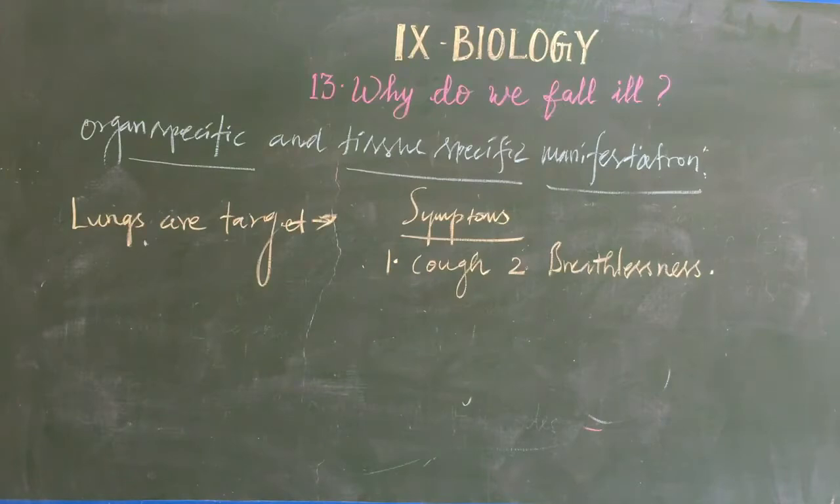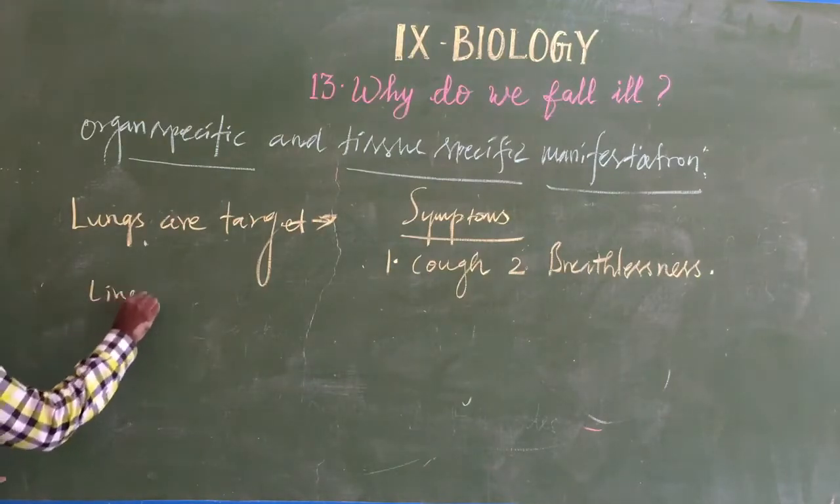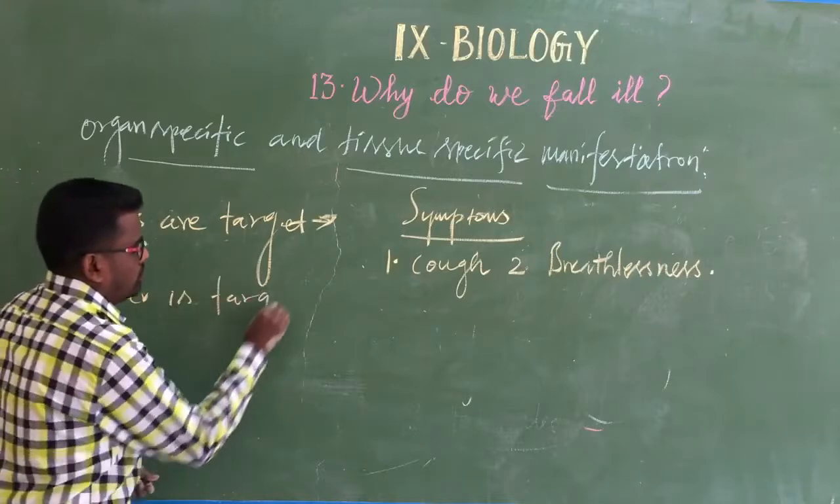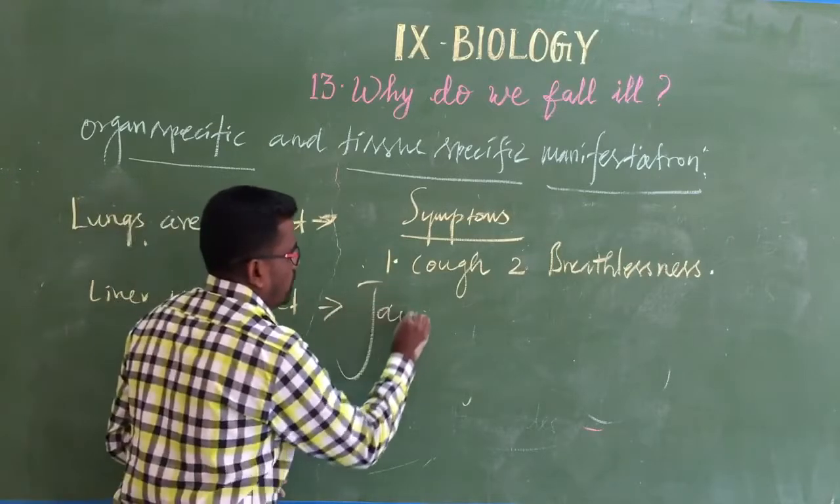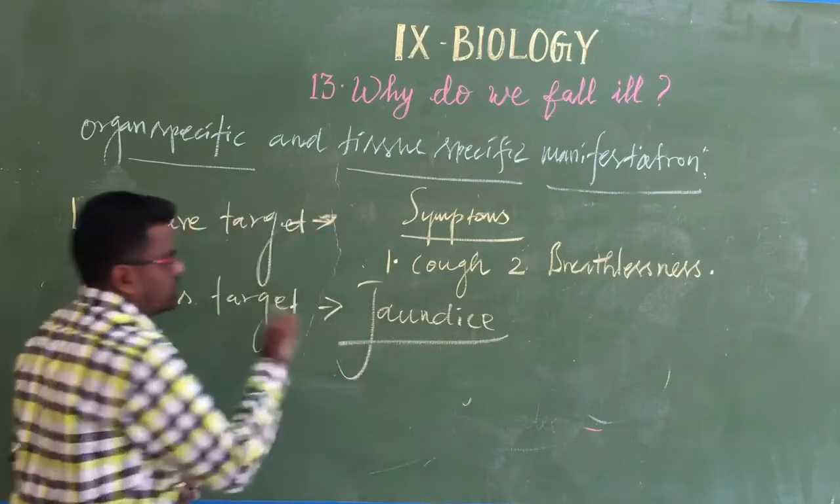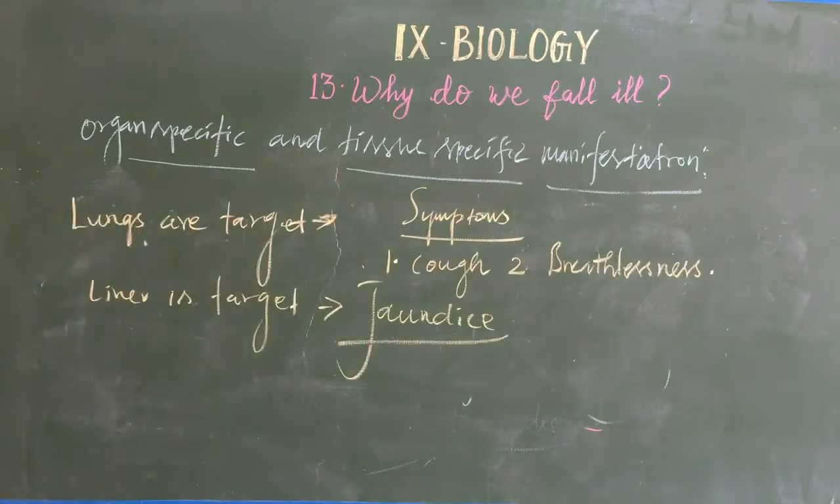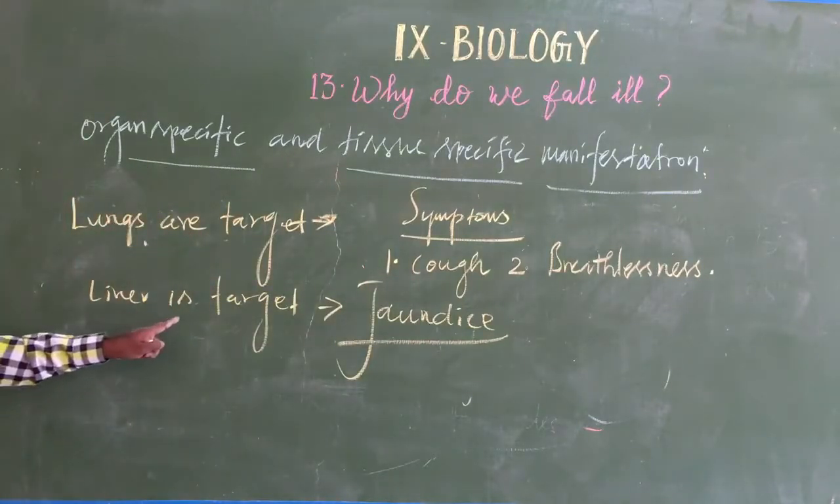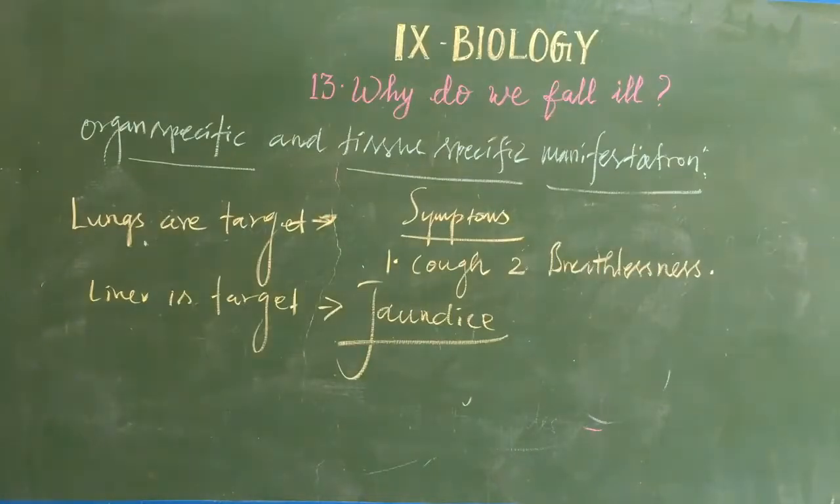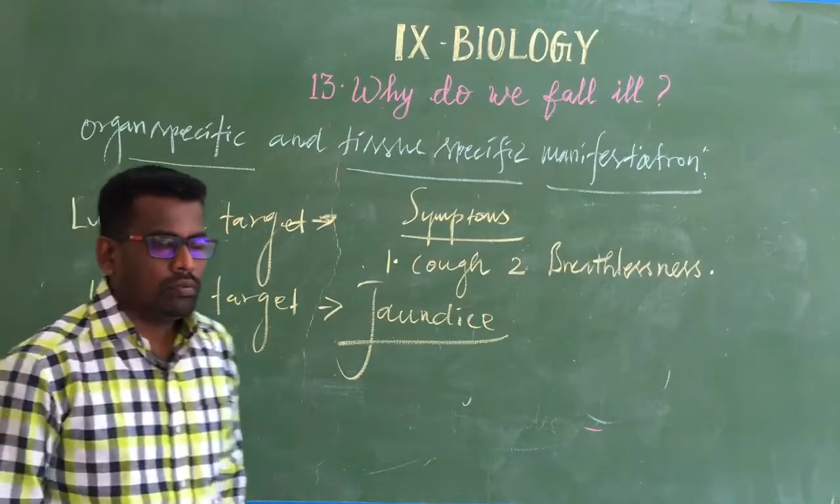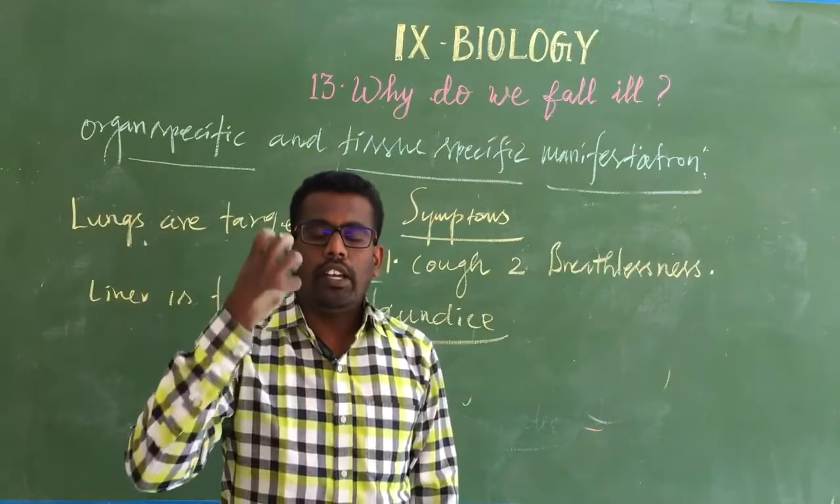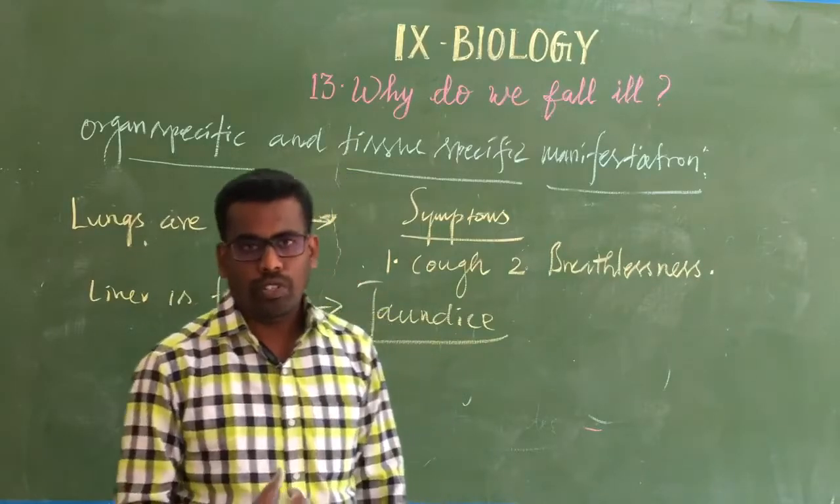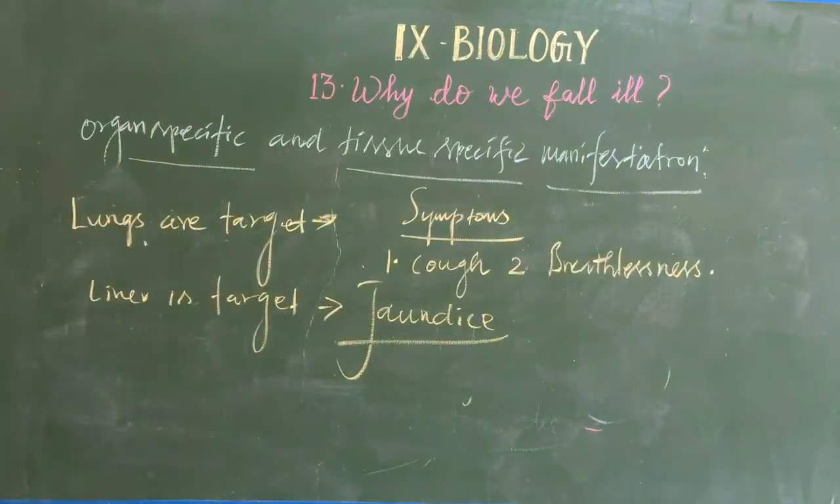Or else the liver is targeted. If the liver is targeted, it causes jaundice. We call it Anjal Kamala, that is. So if the lungs are targeted, it shows some symptoms. If the liver is targeted, it causes jaundice. What are the symptoms of jaundice? The eye color will turn yellowish. Fever will be there. Some other severe effects also show.